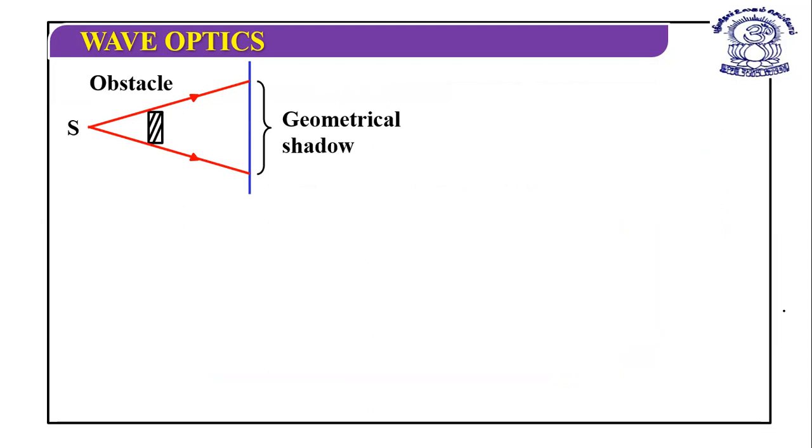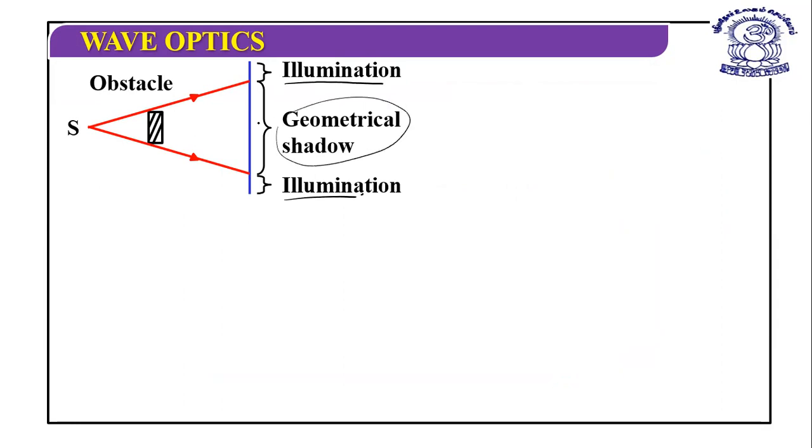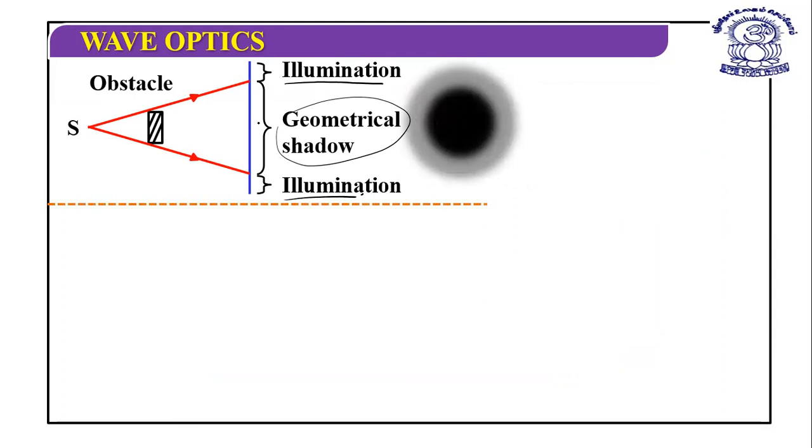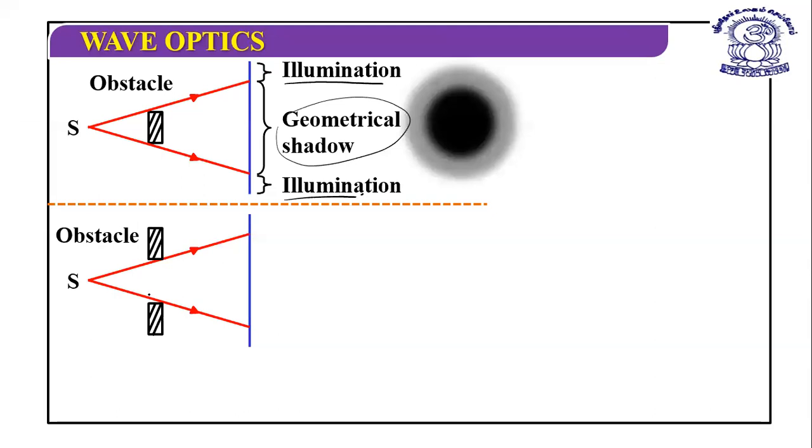On the screen, the shadow observed is the geometrical shadow. This much portion is illuminated and this portion will be dark. Now, in the second situation, we have kept two obstacles and light is passing between these two obstacles. In this situation, the mid portion will be illuminated and the rest of the portion will be shadowed.